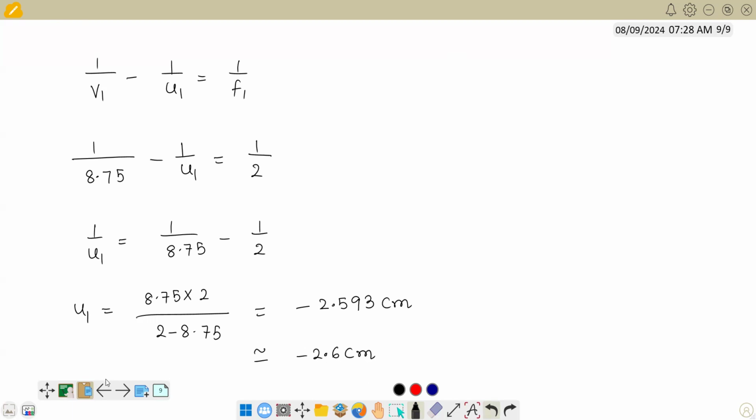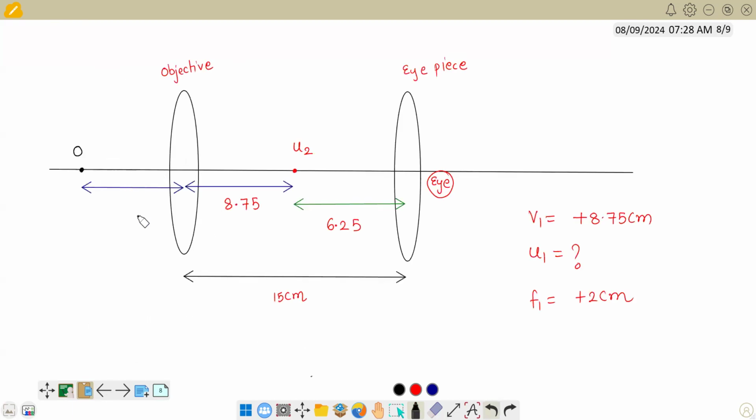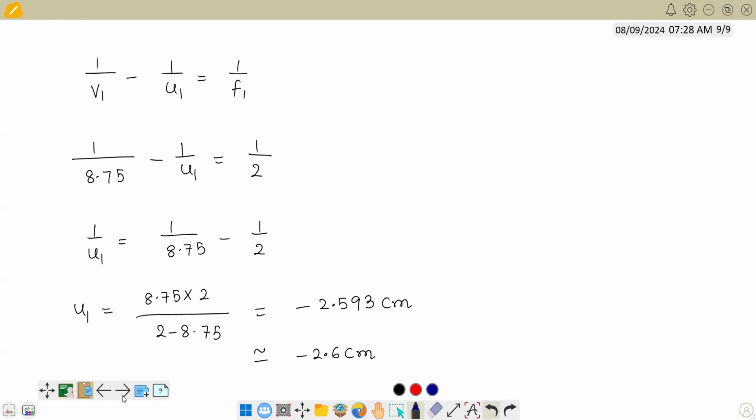Minus 2.6 centimeter simply means this length we got as 2.6 centimeters. This is where the object is. As you can see, if the final image is at infinity, we finally conclude that if v2 is infinity, it is only possible if u1 is minus 2.6 centimeters, or we can write 2.6 centimeter from the objective lens.